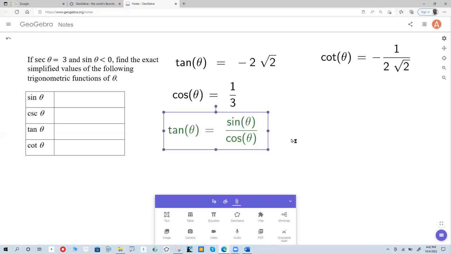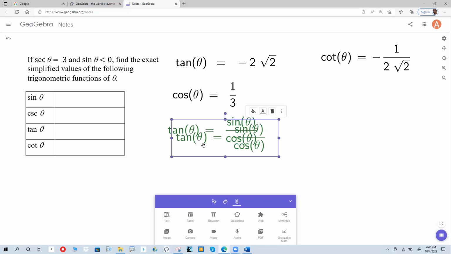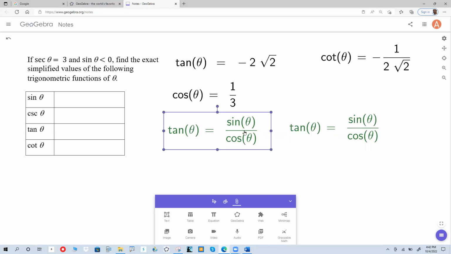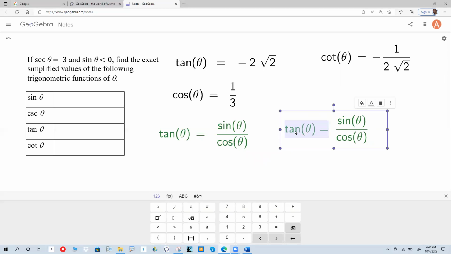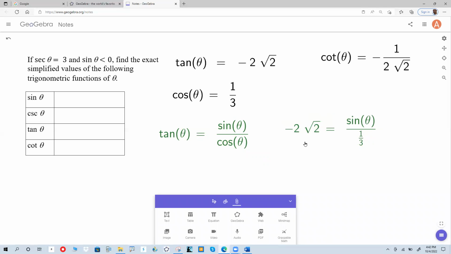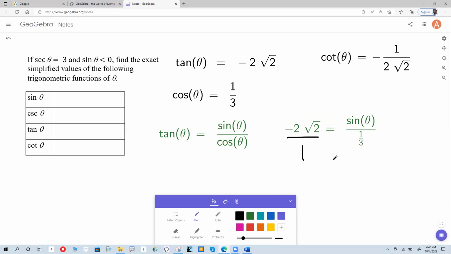I do know tan theta, and I do know cosine theta. Let's replace tan theta with -2 square root of 2. And sine theta is what I'm after. Cosine theta is 1/3. And remember our friend cross multiplication. I can pretend there is a 1 here. 1 times sine theta is sine theta. And I get to multiply this by 1/3. That's what I'm going to do.